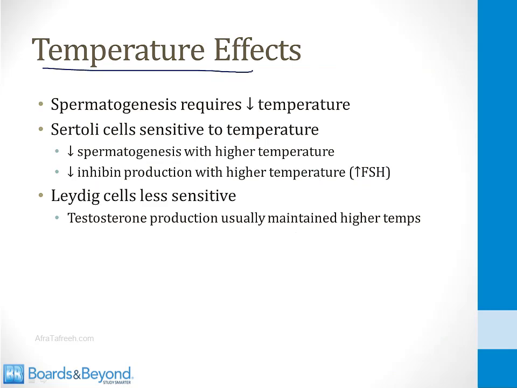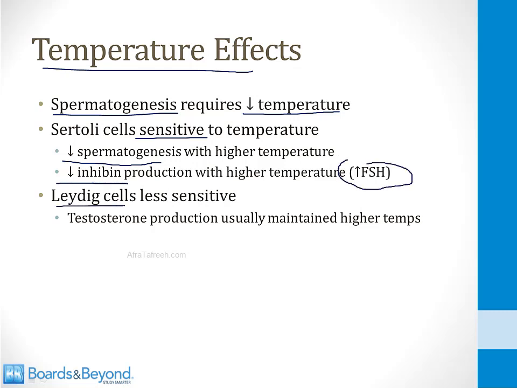There's a reason that the testes are in the scrotum and not in the abdomen, and that's because spermatogenesis is more effective when the temperature is reduced. You can imagine how this developed evolutionarily. Males who had their testes in the scrotum were more effective at spermatogenesis and hence were able to reproduce more effectively. It turns out that the Sertoli cells and Leydig cells do not respond the same to changes in temperature. The Sertoli cells are very sensitive to temperature. When the temperature rises, there's less spermatogenesis. They also release less inhibin, and this leads to a higher FSH level. The Leydig cells, on the other hand, are less sensitive to temperature, and for this reason, testosterone production is usually maintained even at higher temperatures.